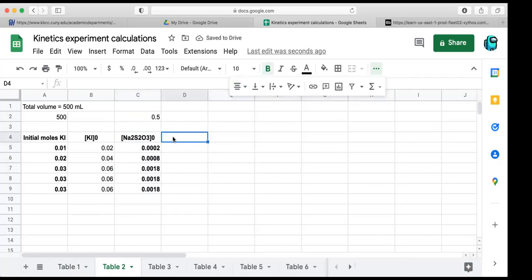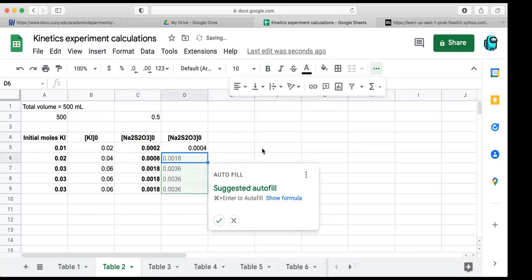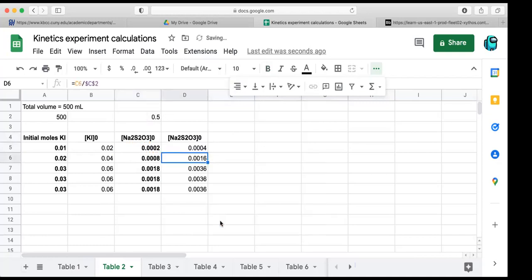Okay, so then concentration of Na2S2O3, 0. How do we do that? Again, the volume is 0.5. So you just take the initial moles and divide that by $C$2, then you can autofill. Okay, now I got this wrong. This is not concentrations, it's initial moles.